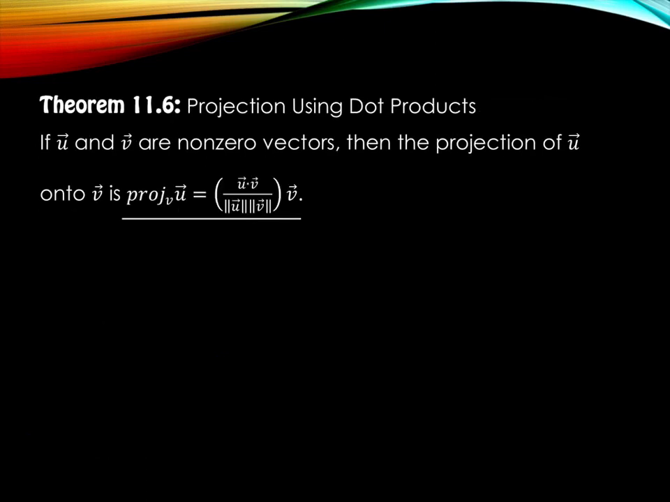All right, so let's do one more theorem. If u and v are non-zero vectors, the projection of u onto the vector v is u dot v over the magnitude of v squared times the vector v.